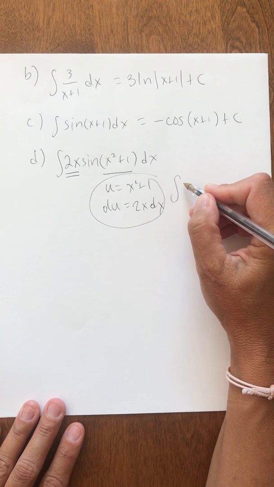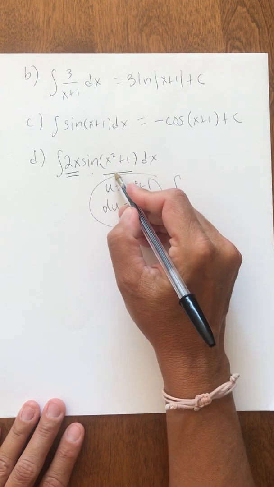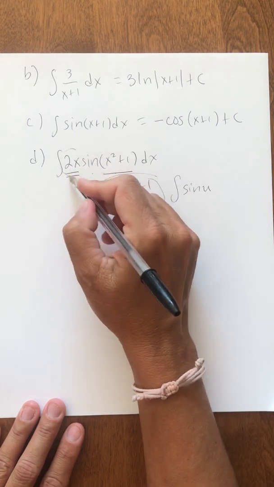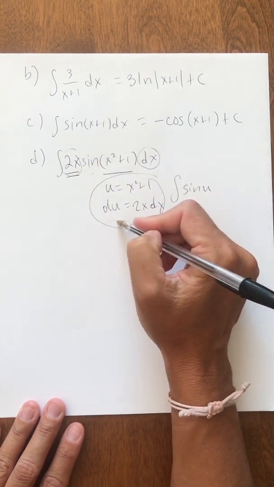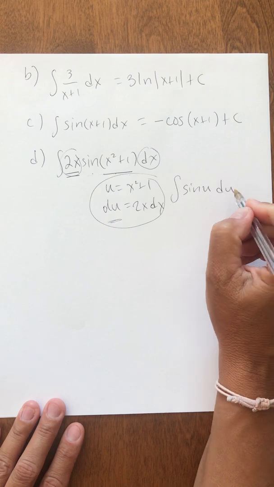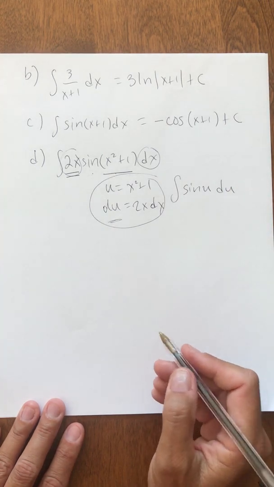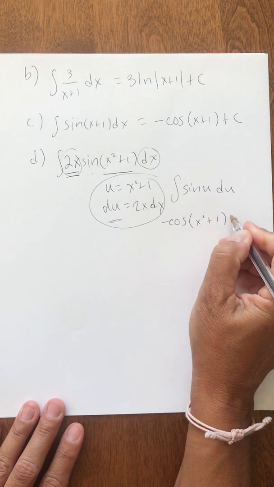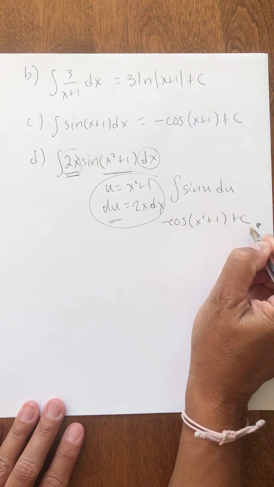When I go u, I have to go all u. So this becomes the antiderivative. Instead of sine of (x squared plus 1), it's sine of u. And instead of 2x dx, this whole thing turns into du. Whose derivative is sine? Negative cosine. So it becomes negative cosine of u plus c.